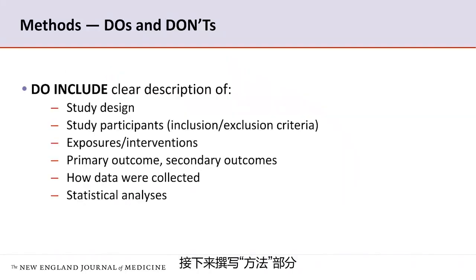Next, you will want to write the methods section. Be very sure to include a clear description of your study design, the study participants, including the inclusion and exclusion criteria, and the exposures or interventions you used. Note the primary and secondary outcomes very specifically and how the data were collected. Then describe the statistical analyses that were used.